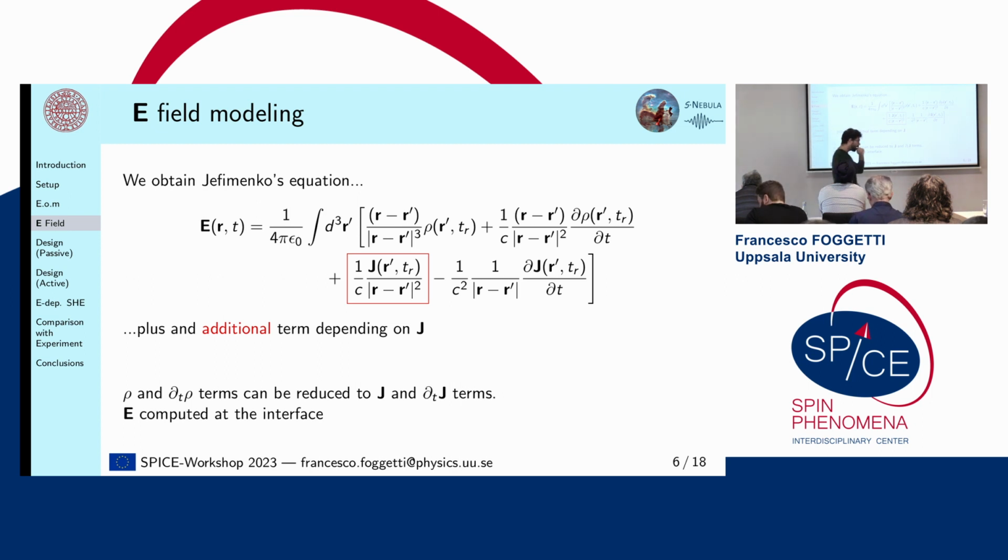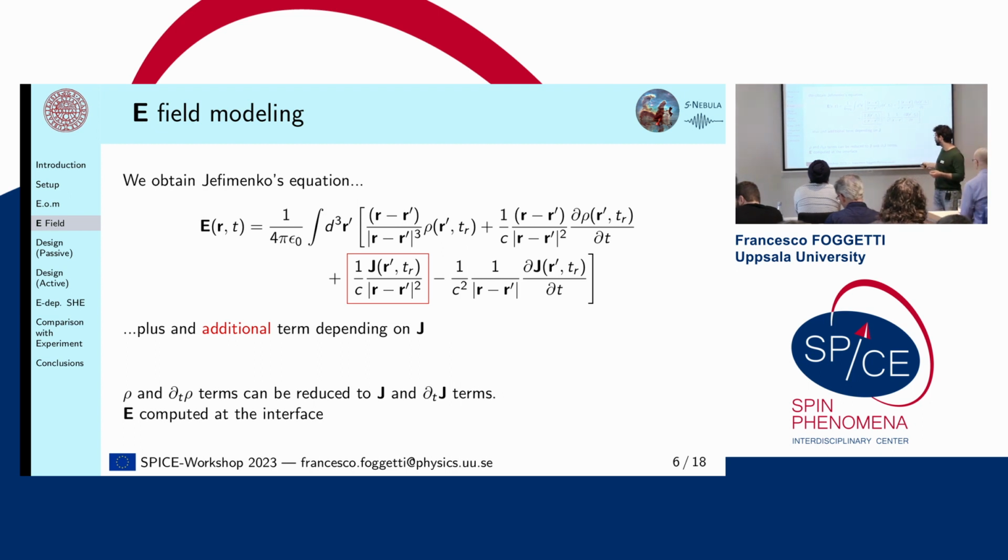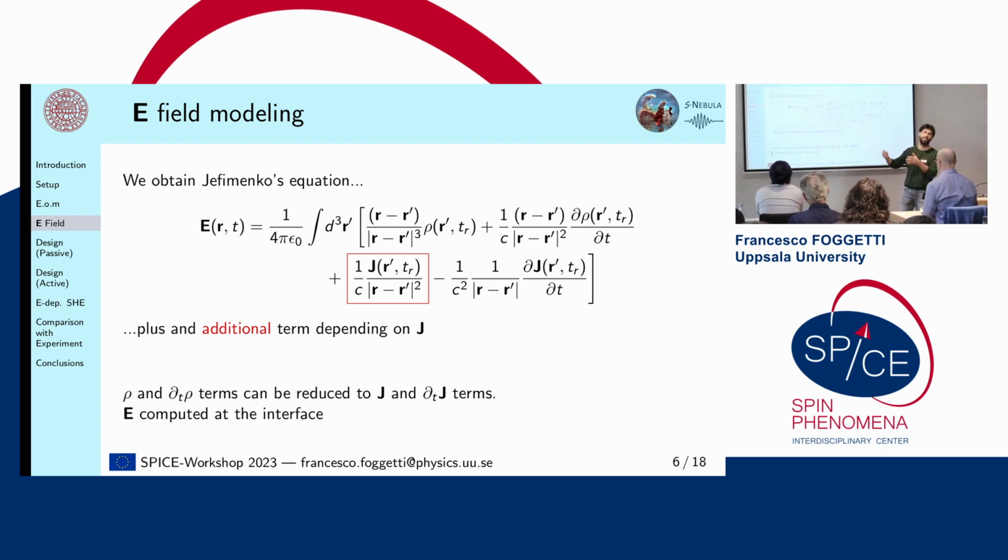Why is this important? In the results that I'm showing, we are going to be really close to the interface of the material. So the J term is going to dominate over the derivative term. J is bigger than the derivative of J by a factor of 10, and the distance is really, really small.